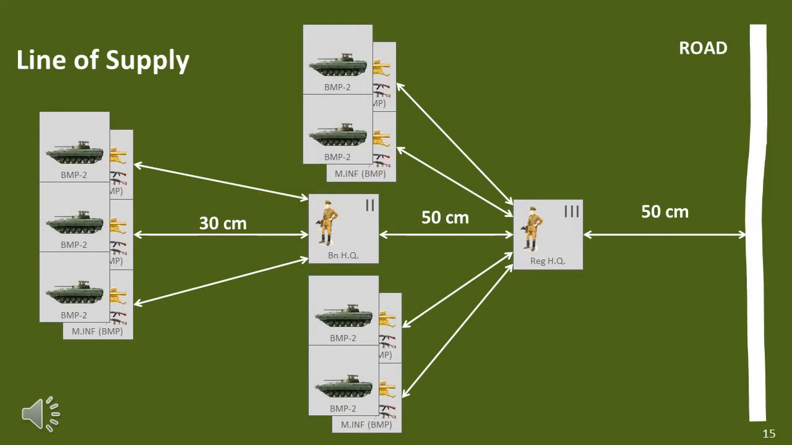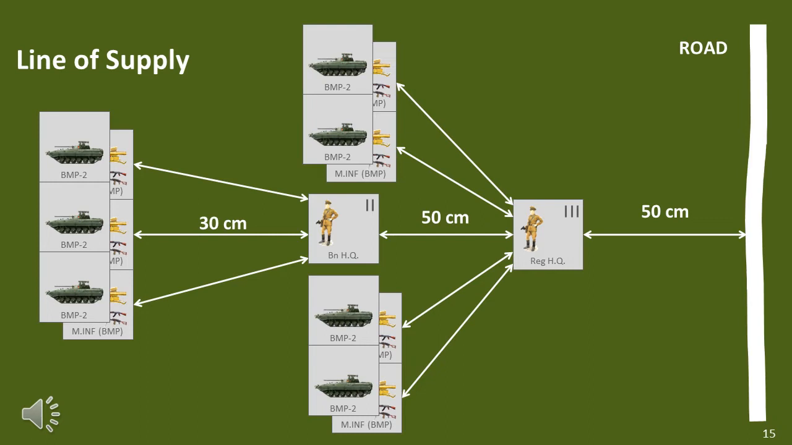A line of supply originates from the player's edge of the playing area. It can travel along a road any distance, which represents vehicles carrying heavy loads on prepared surfaces, such as a road. It can travel up to 50 centimetres to a brigade or regimental headquarters. From the brigade or regimental headquarters, it can travel up to 50 centimetres to any subordinate element or subordinate battalion headquarters. The 50 centimetre range that I've just mentioned is across any terrain. From the subordinate battalion headquarters, it can be traced a further 30 centimetres.